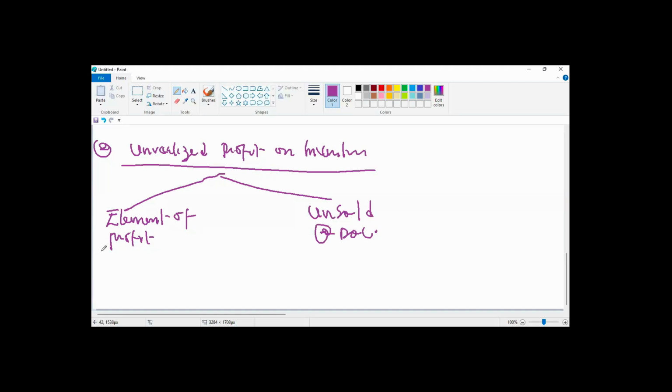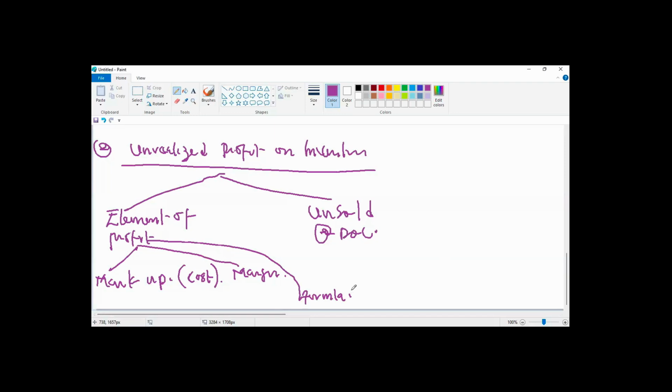How do I know there's element of profit now? There will be markup. Don't forget markup is on cost. There will be margin. Then the last one is the one we apply formula. We said the formula one. That's all. These are the elements of profit you will see: markup, margin, and formula. Then the unsold.